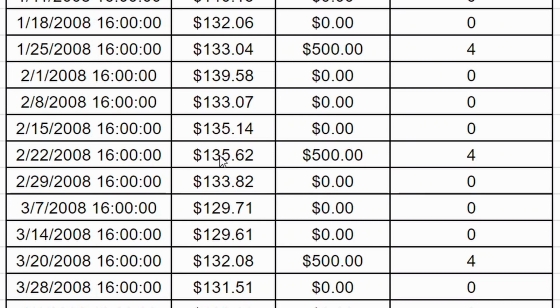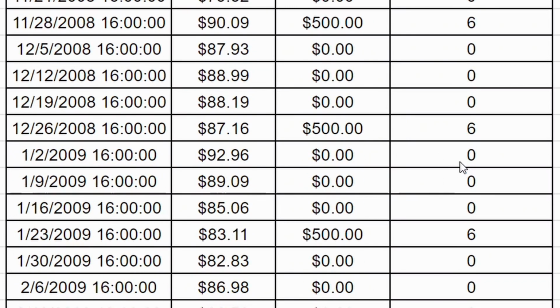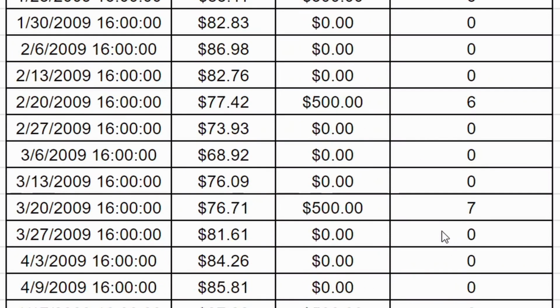But if we go down, you could start to see when the price got a little lower, $135 per share, with that $500 you're investing every month, you can now afford 4 shares. Keep on going down, you can now see you could buy 6 shares once you reach December 2008. And you can see 6 shares, 6 shares, 6 shares, 7 shares in 2009.